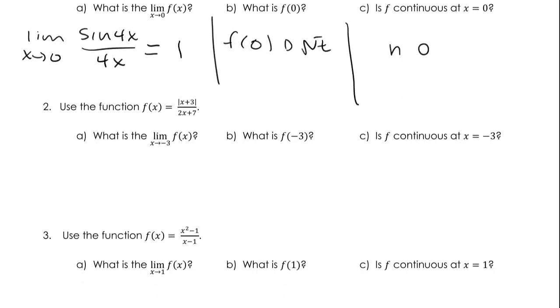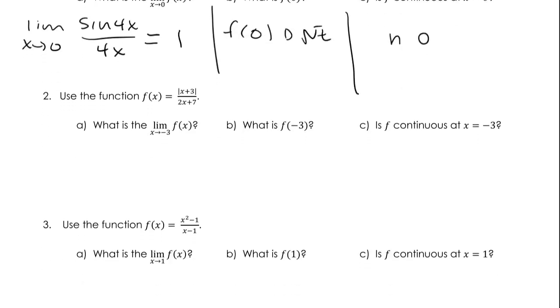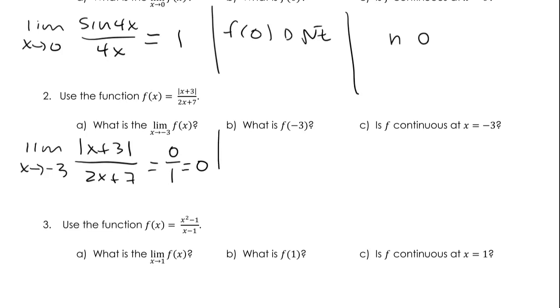Okay, so let's just go through these. We want the limit to equal the output. What is the limit here as x approaches -3? Remember, with limits, the first thing we want to try is direct sub. If you use direct sub here, you're going to get 0 over 1, which is 0. Okay, so that's good. What is f of -3? F of -3, we essentially just did that, is 0.